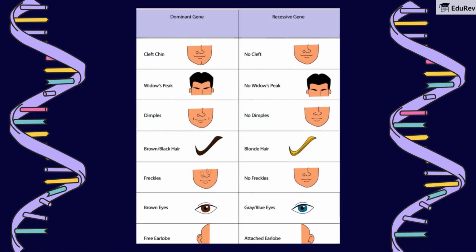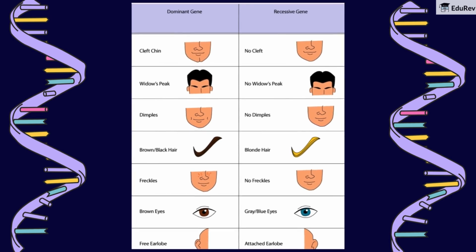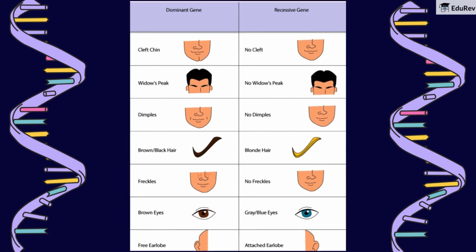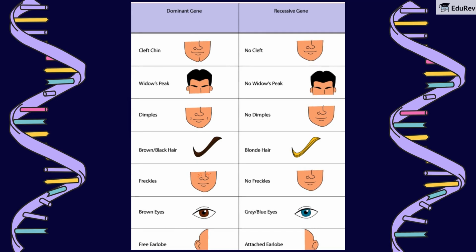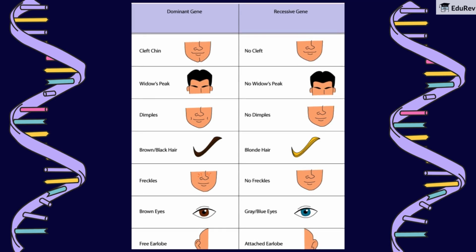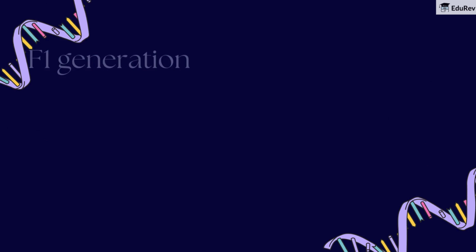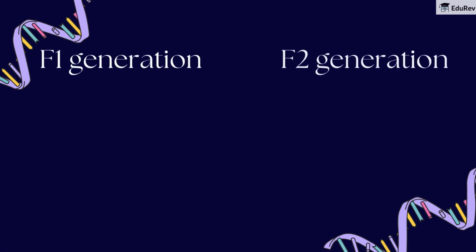Some examples of dominant genes include cleft chin, widow's peak, dimples, brown/black hair, freckles, brown eyes, and free earlobe. For recessive genes, we have no cleft, no widow's peak, no dimples, blonde hair, no freckles, grey/blue eyes, and attached earlobe. Next, we have the F1 and F2 generations.